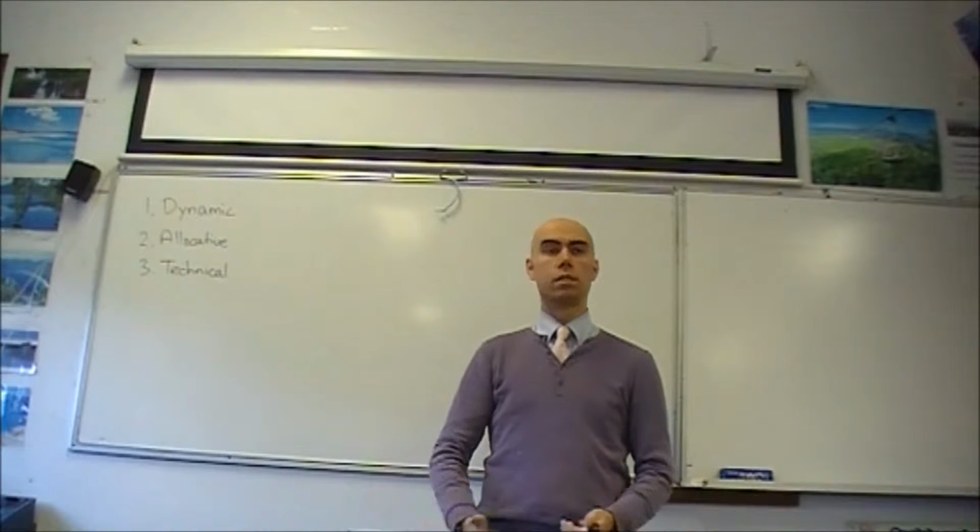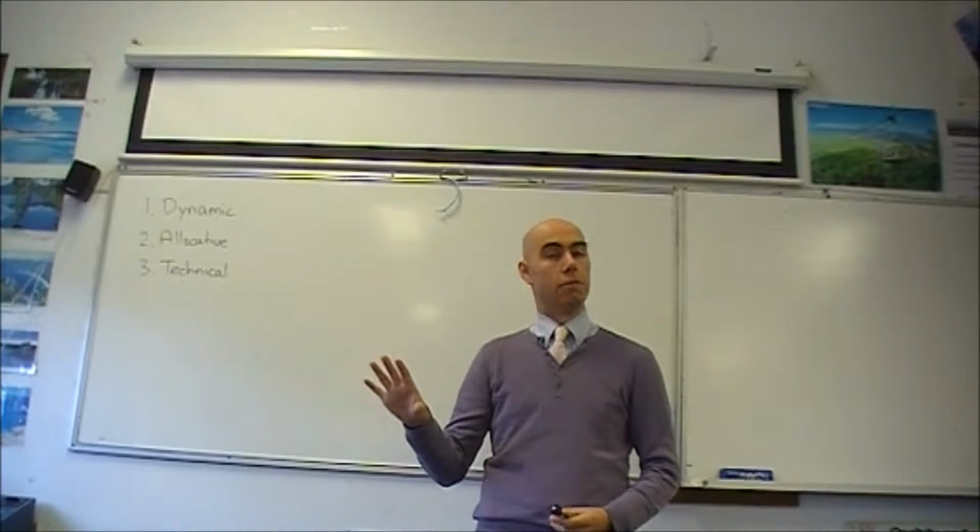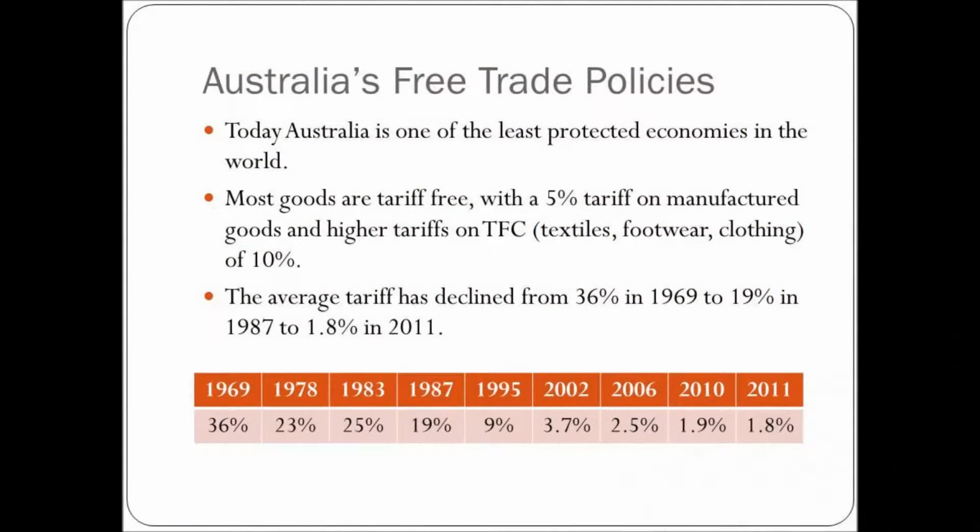Okay, so any goods and services that aren't produced in Australia do not have a tariff on them, and those were some of the first tariffs to be removed because there was no purpose having them. The average tariff was 36% in 1969. It's fallen to 19% in 1987 and then 1.8% in 2011.